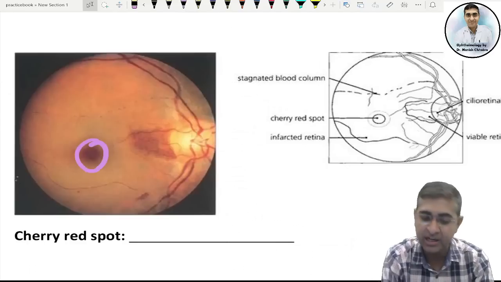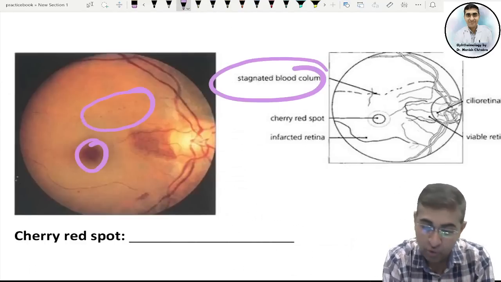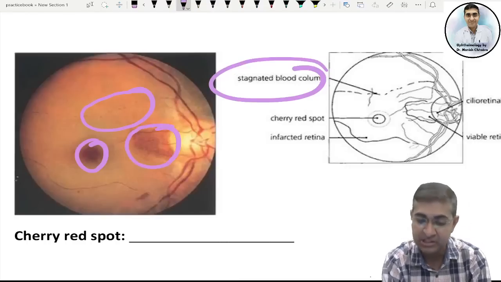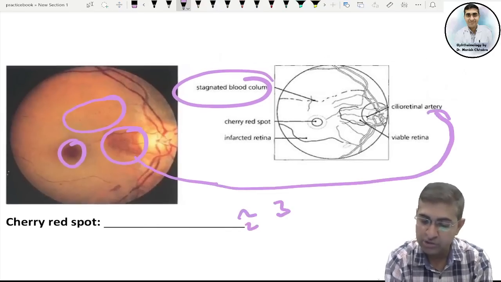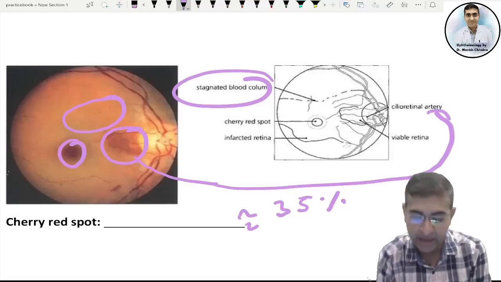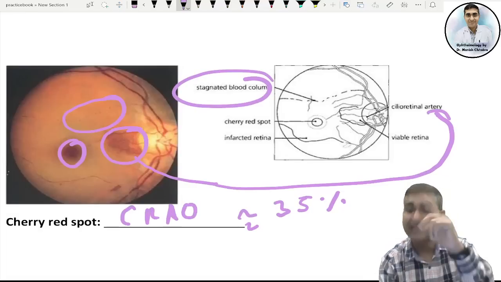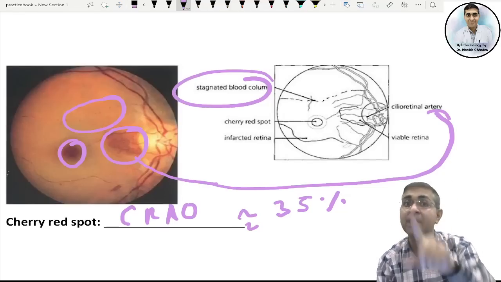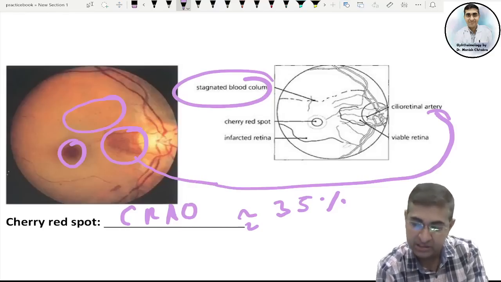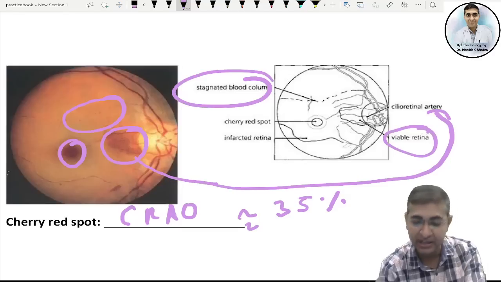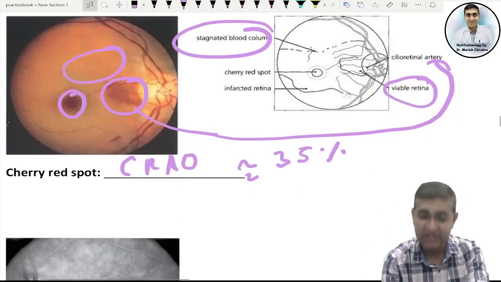Can you appreciate the cherry red spot? Can you see the kettle tracking, which is due to presence of stagnated blood column? Can you also see that some retina is viable? This is a case of cilioretinal artery, which is present in approximately 35% of the patients. Even after having central retinal arterial occlusion, the part of the retina remains viable because that is supplied by the cilioretinal artery, which is actually a branch of the short posterior ciliary artery. That is not a branch of the central retinal artery. So this is a small viable retina, but yes, cherry red spot, kettle tracking due to stagnated blood column, is seen in central retinal arterial occlusion.